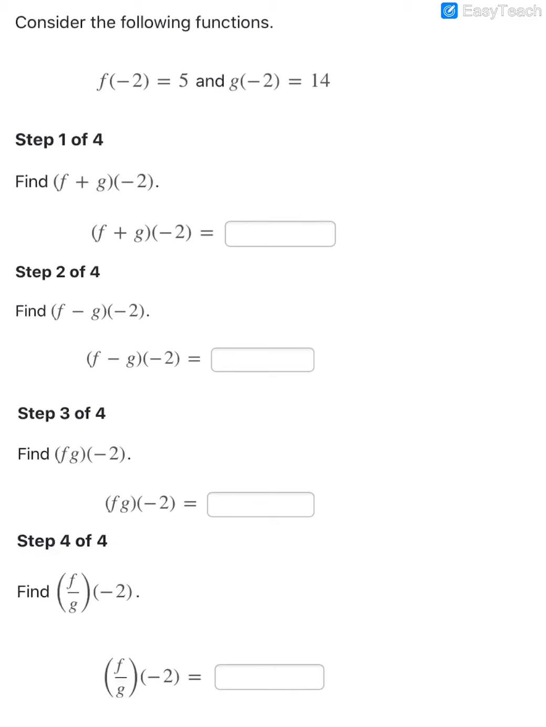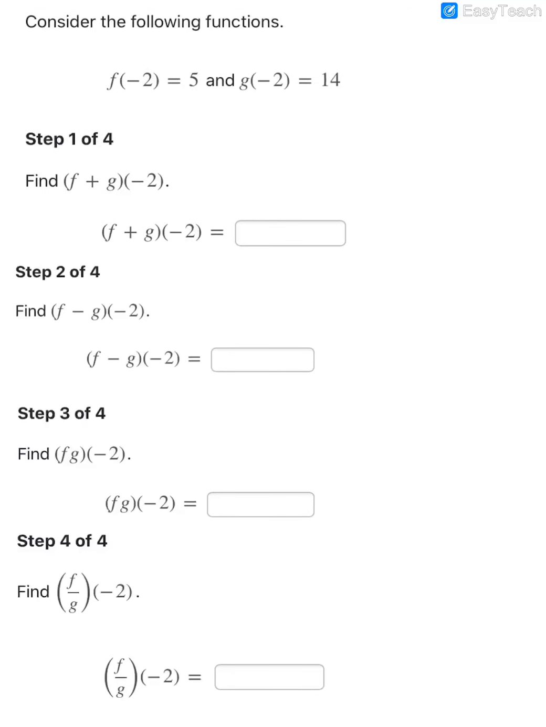We are going to look at some operations of functions. So in this first type of problem, they are defining functions in terms of values. You'll notice they're telling you function f evaluated at -2 is equal to 5, and function g evaluated at -2 is equal to 14.